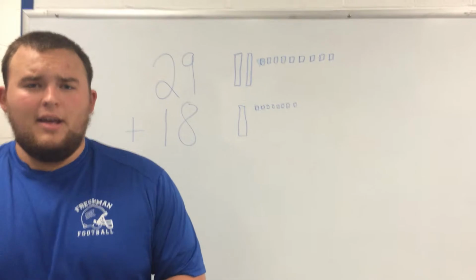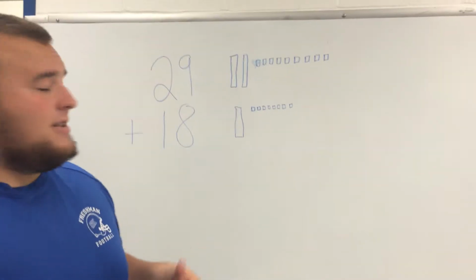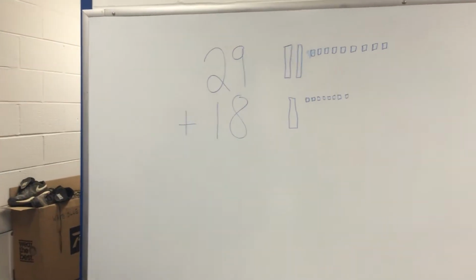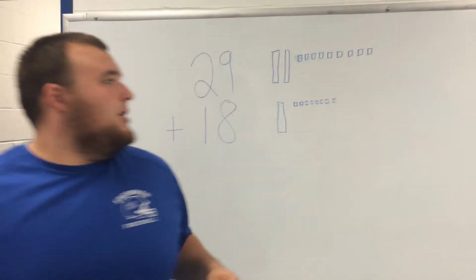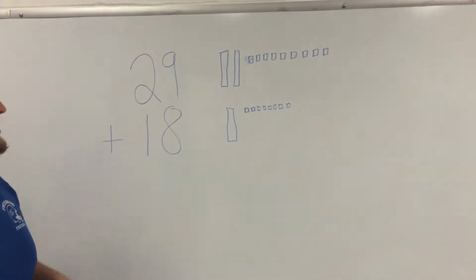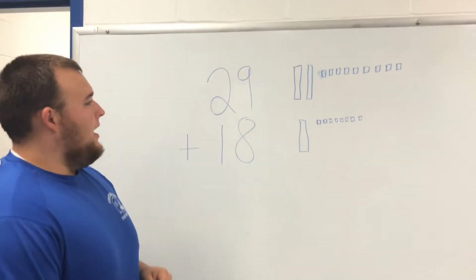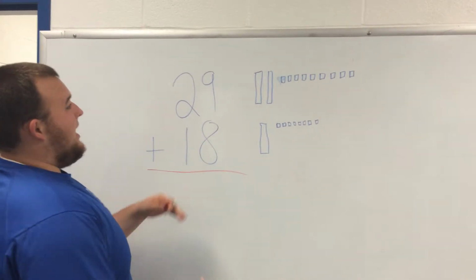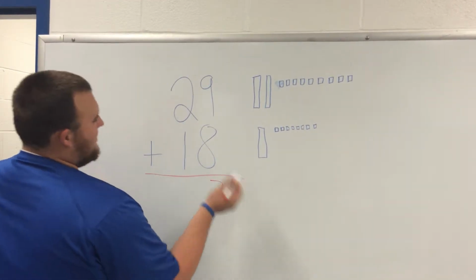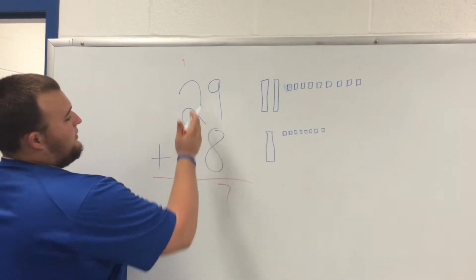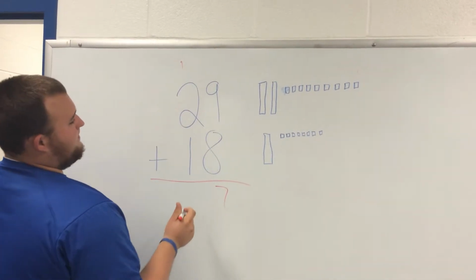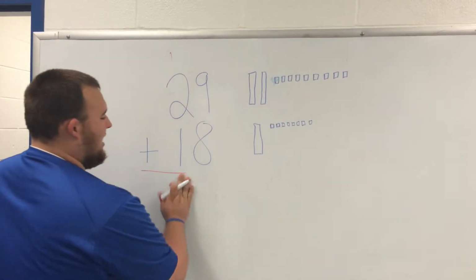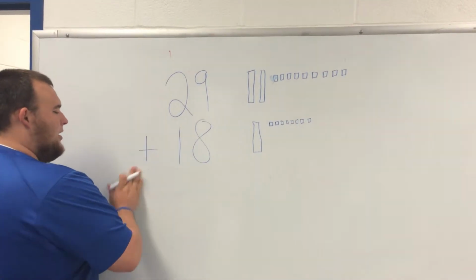So what we're going to do today is take a look at some addition, and we're going to use base 10 models to do it. If we look over here, we see 29 plus 18. Traditionally, you would just say 9 plus 8 is 17, bring the 7 down, 1's on top, 2 plus 1 plus another 1 is 4. So you would get 47, and that would be the traditional way to do it. But today we're going to go over it using the base 10 model.